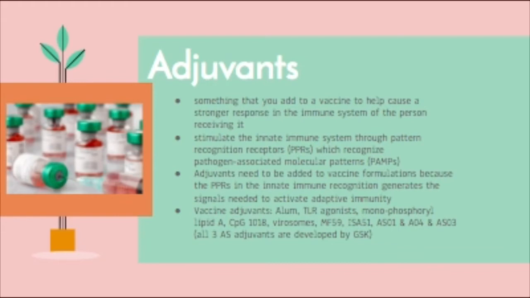These vaccines are effective and work well because they provide both the antigen and the natural adjuvant needed to induce immunity. These antigens direct the specificity of the adaptive immune response towards a particular pathogen, and the adjuvants stimulate the innate immune system through pattern recognition receptors, or PRRs, which then recognize the pathogen-associated molecular patterns, or PAMPs.